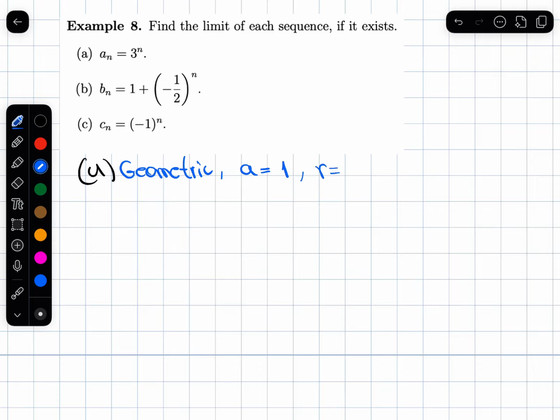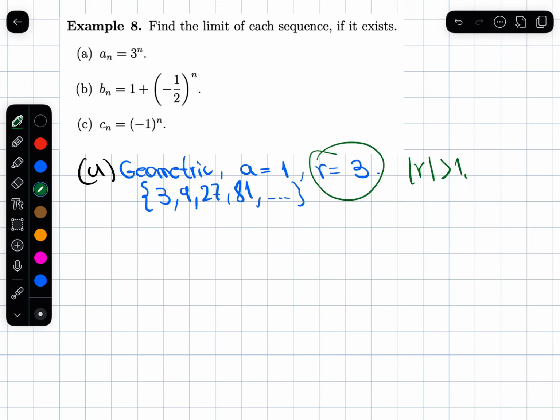First term 1, common ratio 3. You can see that the terms of the sequence will be, when n equals 1, I have 3. When n equals 2, I have 9, 27, 81, and so on, right? Multiplying by 3 every time. This sequence has a ratio that's bigger than 1 in absolute value, so the sequence diverges. The limit does not exist because the sequence diverges. It goes to positive infinity.